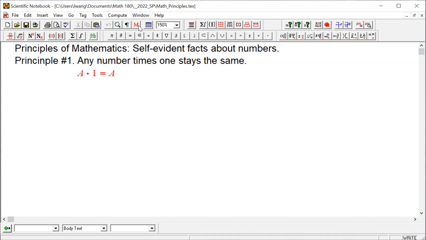And of course, you can also write it as A times 1. You don't have to write the dot. We usually don't write it with a cross because it may be confused with X, so you can also leave a space in between. That's fine too. In most cases, we just write this statement as we speak it. The meaning is that any number times 1 stays the same, so we're going to use the first form.